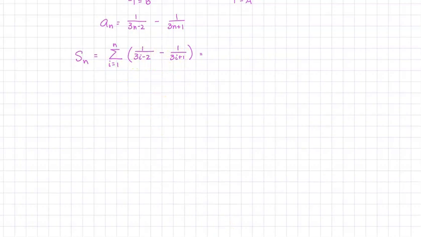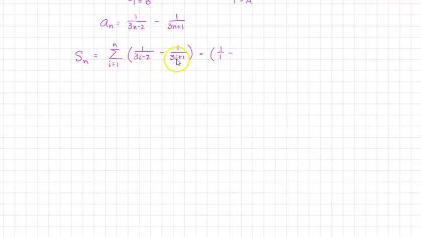And I keep doing that until I see a pattern. So when i is 1, we're going to have 3 times 1 minus 2, which is 1. So we're going to have 1 over 1. And with these, I never simplify them because often if you do, you miss the pattern. So I'm just going to leave it as 1 over 1. It's not our final answer, so we can do that.